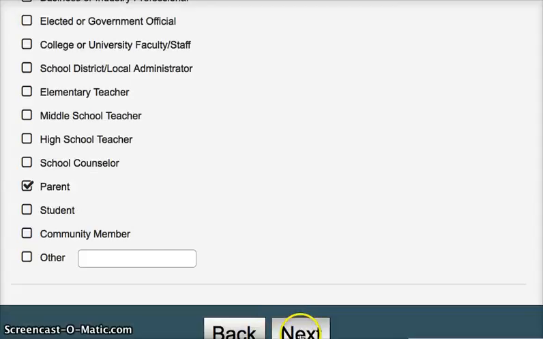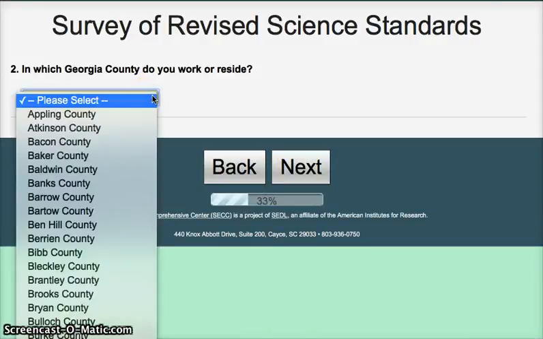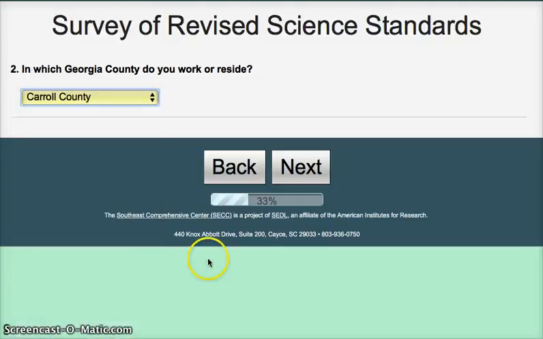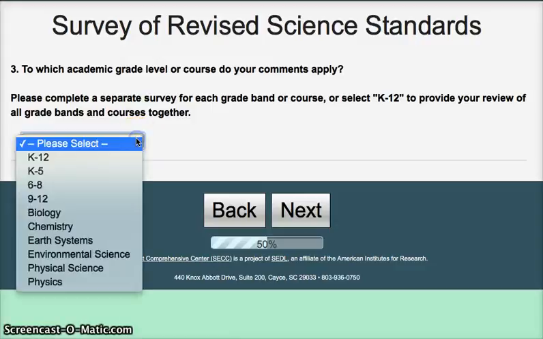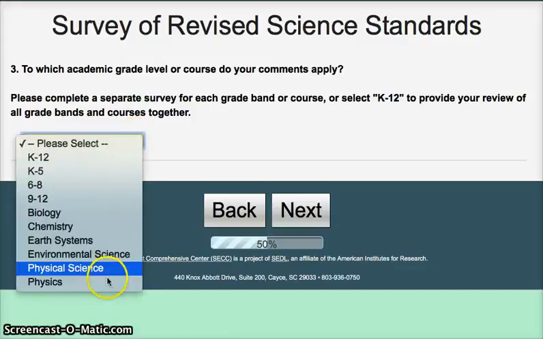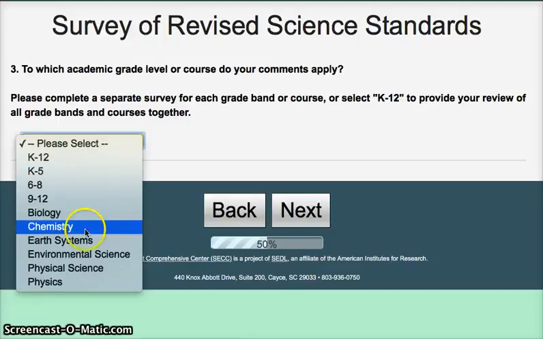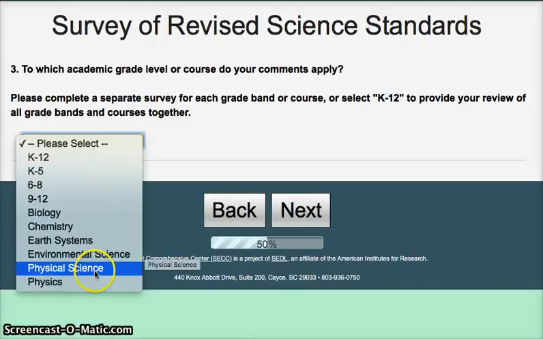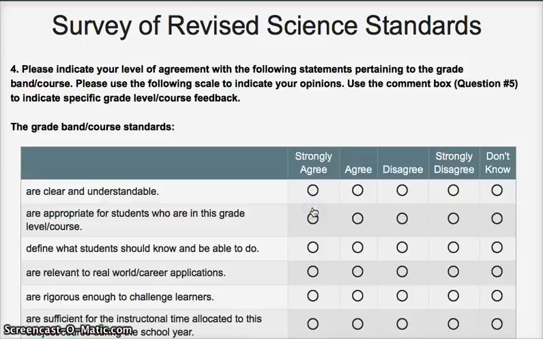I'm going to click next again at the bottom. Which county? I'm just going to pick Carroll County. That's the county I live in. I'm going to say next. Now, this button takes you to the different levels in the new science standards. Again, you may have comments you want to make about other grades, but I'm going to just emphasize biology with this video. We're going to hit next.